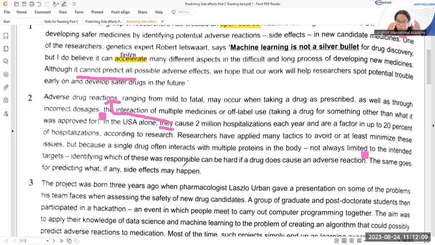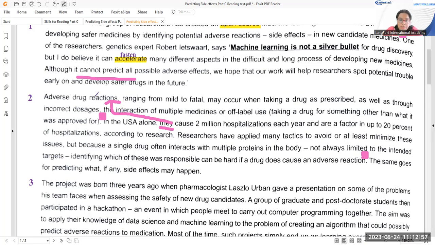Okay, so side effects, from mild to fatal, can happen due to a variety of reasons, and 2 million hospitalizations, up to 20% of hospitalizations in the USA alone, happen due to adverse drug reactions. Researchers are trying their best to avoid or at least minimize these reactions, but a single drug, when it enters a person's body, interacts with multiple proteins, and its interaction is not limited to the target it's intended to interact with. Rather, it might end up interacting with many targets, and it's difficult to identify which one target is responsible for the problem. More than that, it is also difficult to predict what side effects may happen.